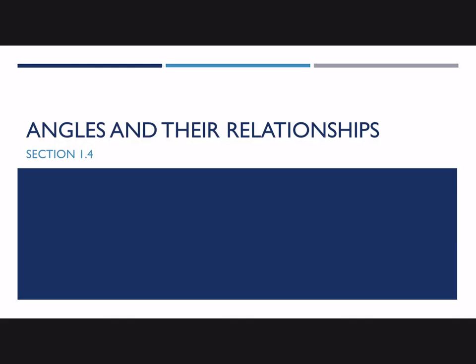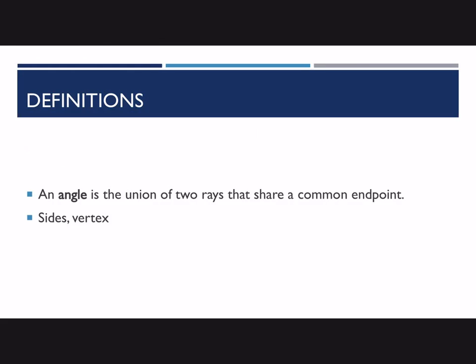So that was section 1.3, and then some comments on section 1.4, angles and their relationships. Here it is again using the word union in a definition. An angle is the union of two rays that share a common endpoint. So there are a couple components to an angle. It's got two sides and a vertex. So here's ray number 1, and here's ray number 2 that shares this common endpoint, and together those make up the angle.